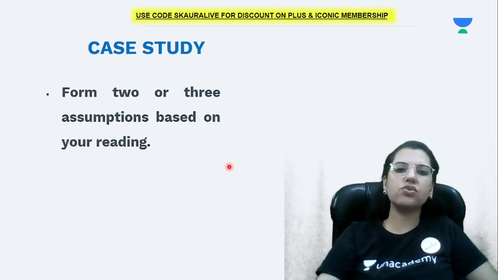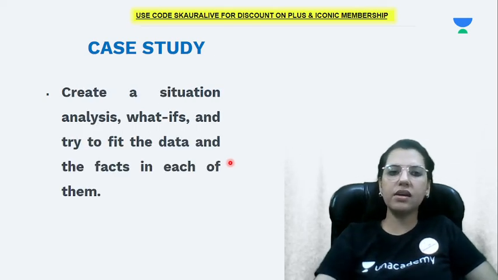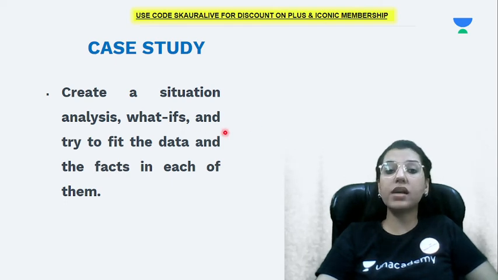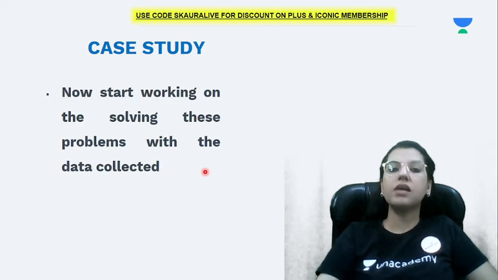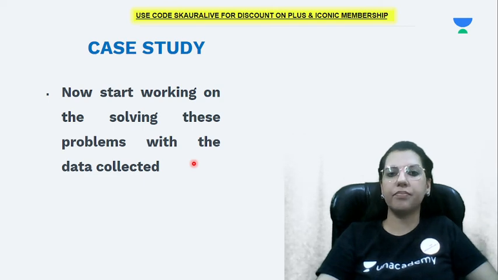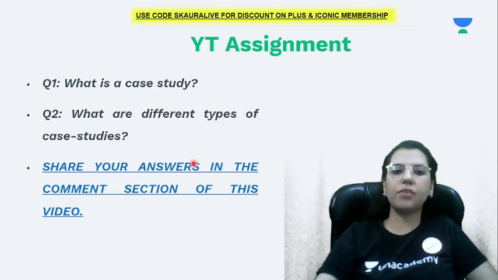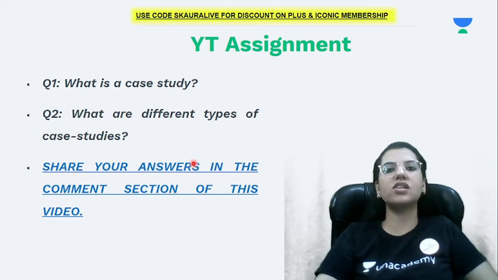So from these two or three assumptions based on your reading, create a what-if situation and try to fit the data, right? Try to do the calculation, the facts in each of them. Then start working on solving these problems. Whatever data you have collected, start working on solving the problem. Choose the best solution among the alternatives.